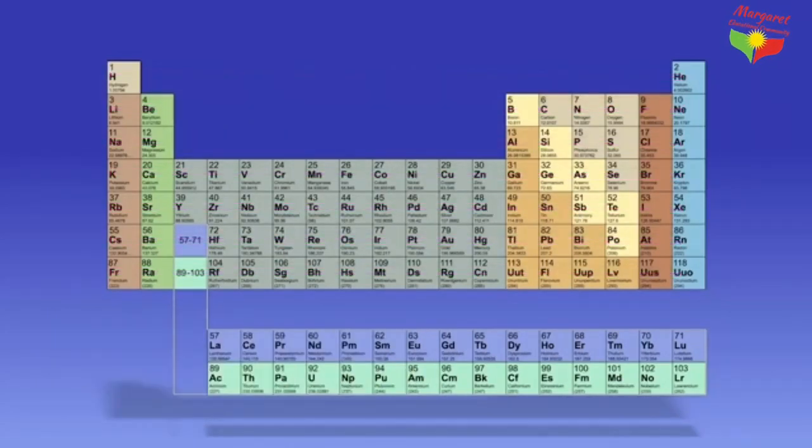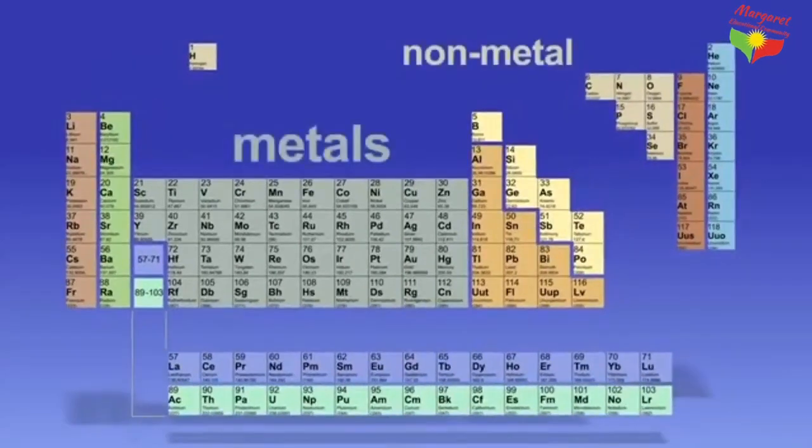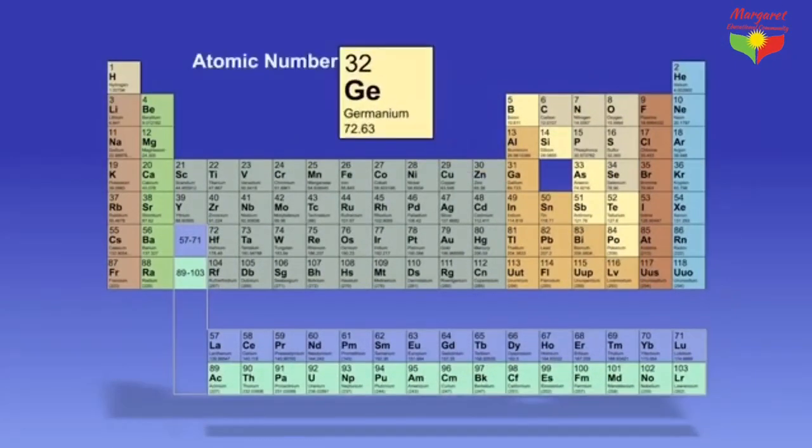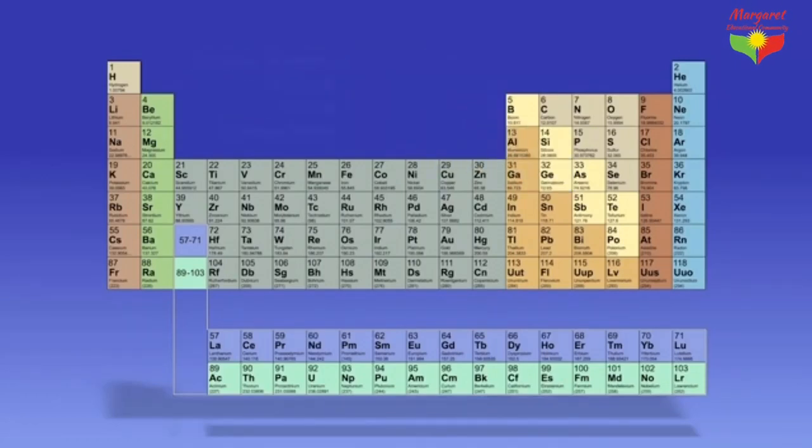The table is also very colorful. Each box is color-coded to show whether the element is a metal or nonmetal. If you take a closer look at one element in particular, you will find its atomic number, atomic mass, element name, and element symbol. Looking at the overall table again, you will notice that it is made of columns and rows. The columns are known as groups and the rows are known as periods.